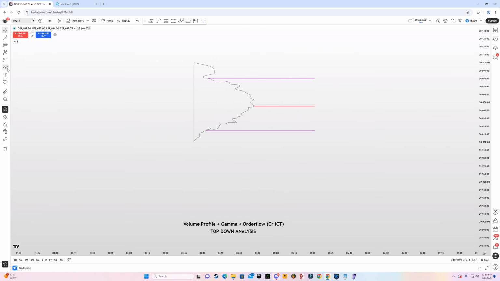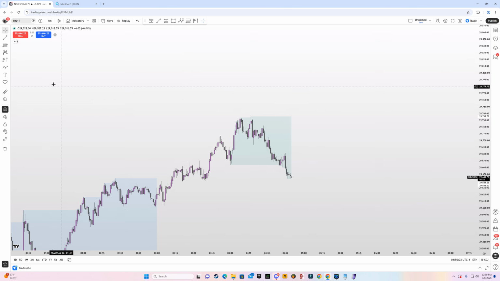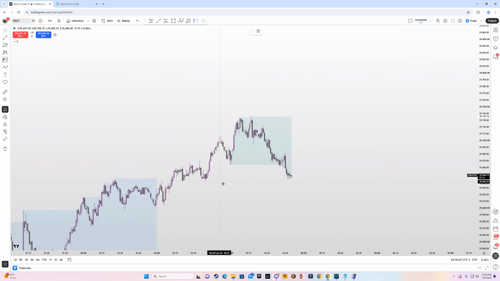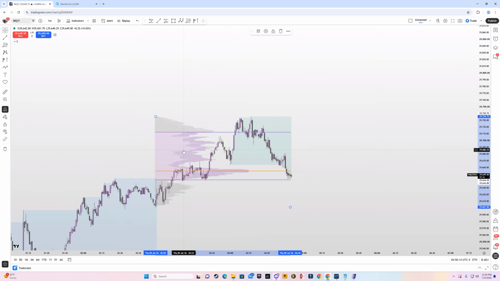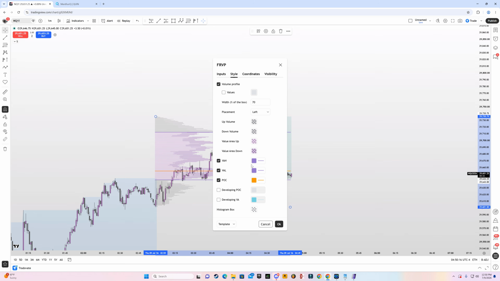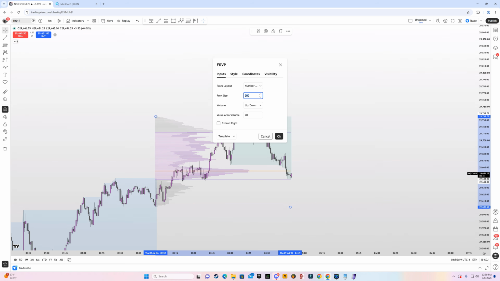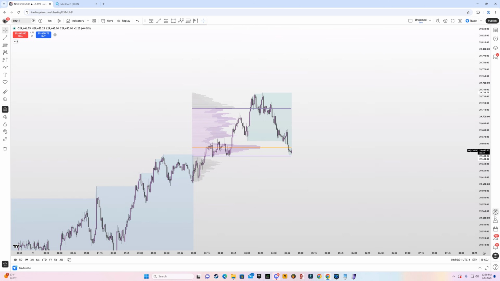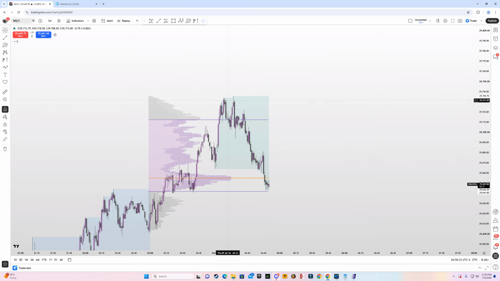So this is volume profile, and you can use it simply by going over here and choosing fixed range volume profile. So for an example, just so you can copy my settings, I'm going to draw it randomly on the chart. These are my settings. Double click on this. In the inputs, set your row size to 200, value area volume to 70, then go to styles. Check value area high and value area low, and set the width of the box to 70. That's pretty much it.